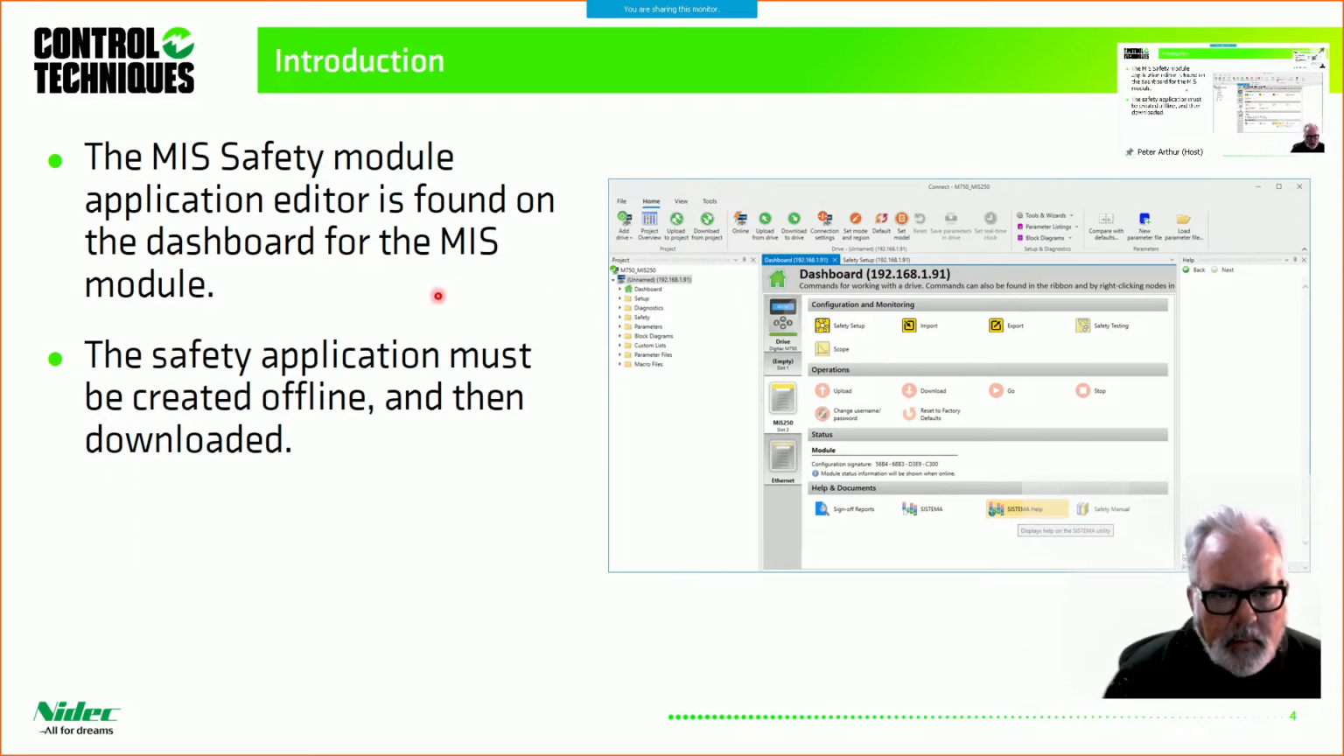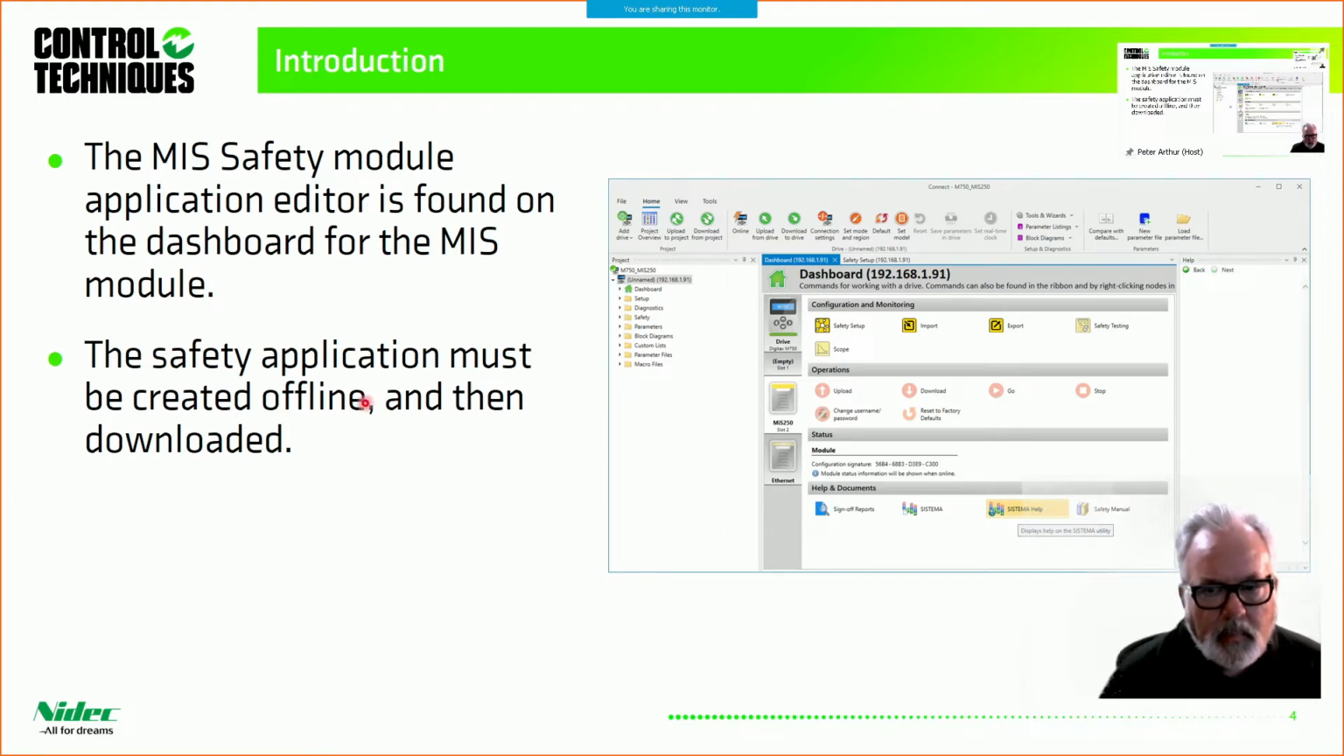The safety application must be created offline and then downloaded. Once again, it's not really a black box as I think of a black box, but it can be thought of that way, I suppose. You're going to be creating the application, you're going to be testing it, and then once it's downloaded, it's there, and it's not meant to be accessed or adjusted. I mean, the safety setup is not meant to be accessed or adjusted once it is in go mode.